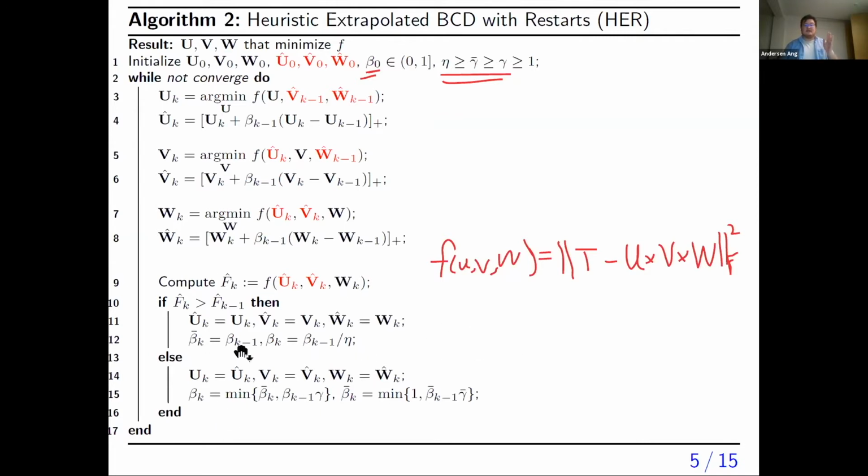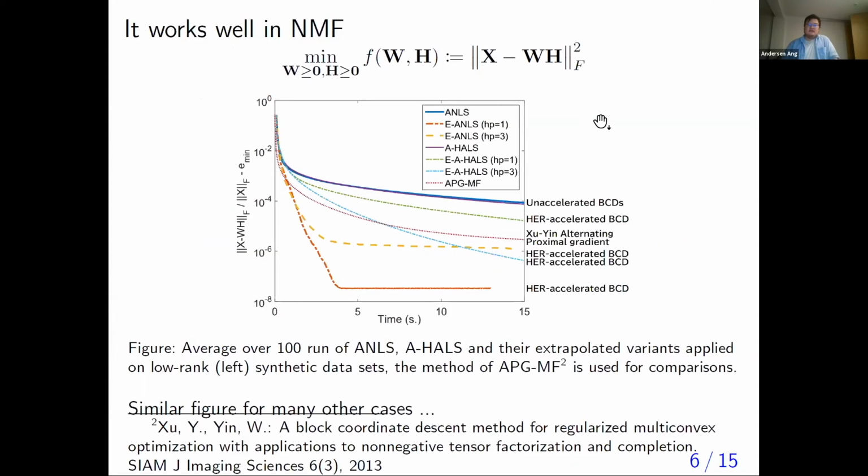And if restart doesn't occur, then you gain the speed up by extrapolation. In the following 1 or 2 minutes, I will just keep showing you this works for many problems. For example, accelerating the algorithm for solving non-negative matrix factorization, that is, W has to be all non-negative and H has to be all non-negative, and you want to find W and H such that their product is equal to X. This is an experiment showing that the extrapolated method works very well.